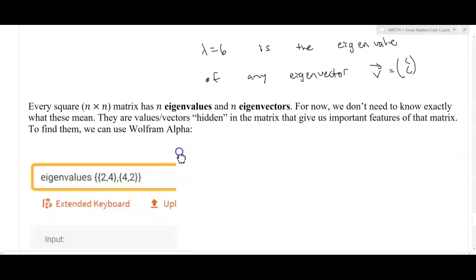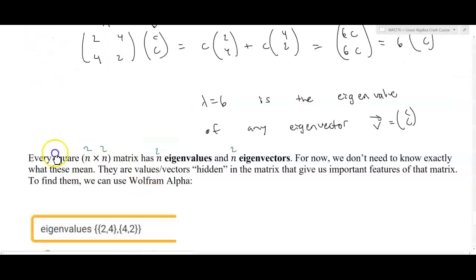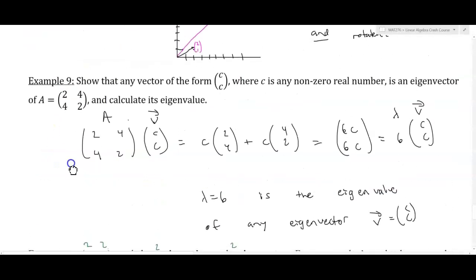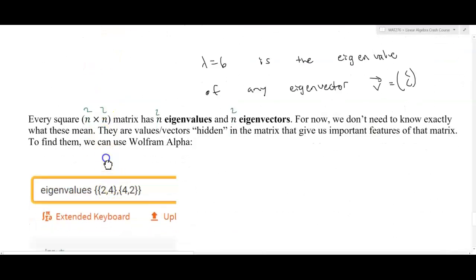And we're going to wrap this lesson up by saying that every square n by n matrix is going to have n eigenvalues and n eigenvectors. So if we had a 2 by 2, we would have 2 eigenvalues and 2 eigenvectors. And we're not going to go through how you find these. It would come down to solving the equation Av equals lambda v, solving it for the lambdas and for the v's. We're just not going to get into it.